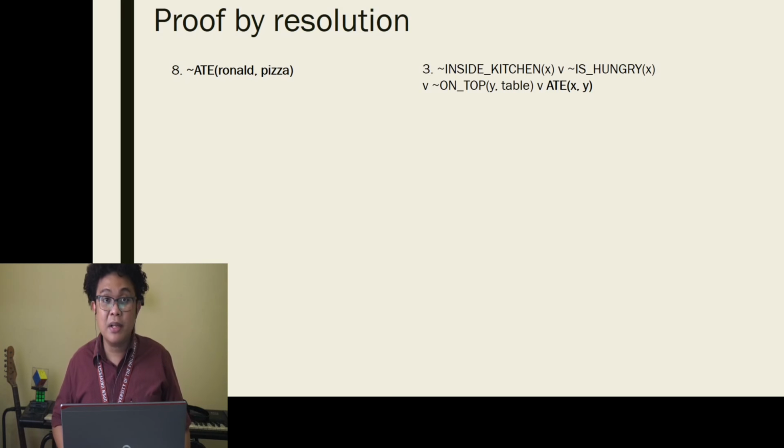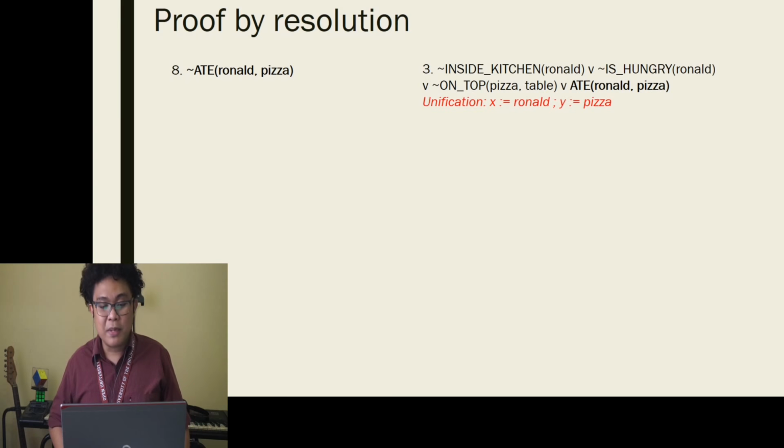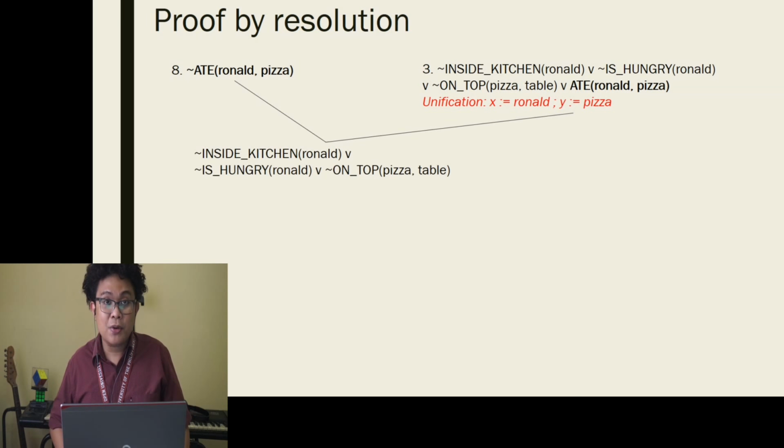I highlighted the similar expressions but noticed that statement 3 still has variables x and y, whereas statement 8 shows Ronald and pizza. So we are going to do a step called unification, basically to match the variables so that the argument lists of the predicates are the same. In this case, we have x equals Ronald and y equals pizza. Applying the resolution rule, we get the result as shown.